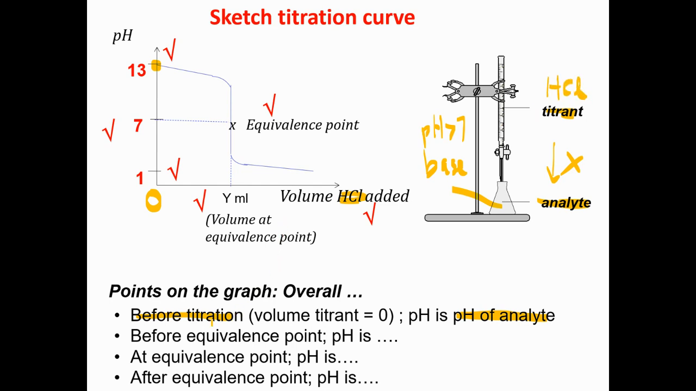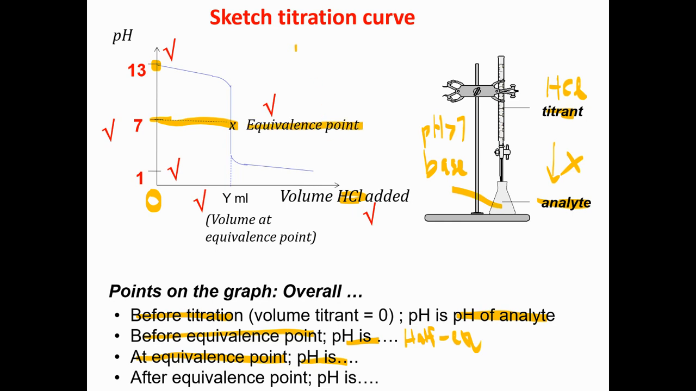Next is before the equivalence point. Later we will learn about the half equivalence point. The third point will be at the equivalence point. Now, the pH may not always be 7 at the equivalence point.